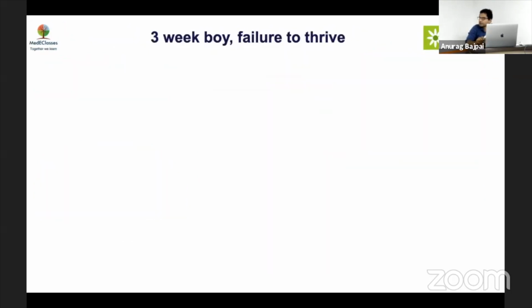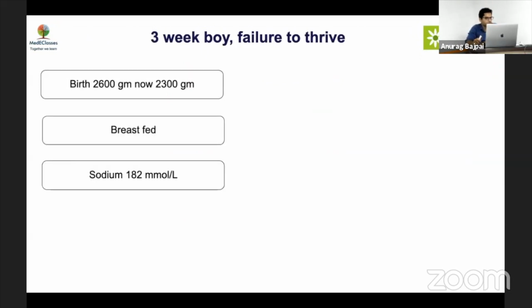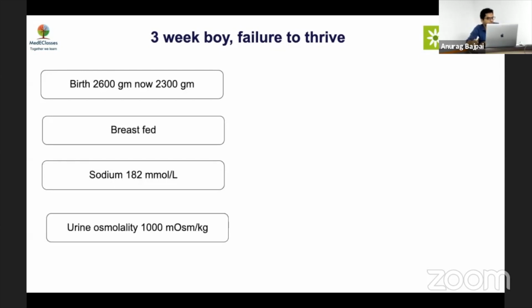Now coming on to a 3-week-old boy with failure to thrive, has lost 300 grams, exclusively breastfed. Sodium is very high at 182 millimoles per liter. Urine osmolality is very high at 1000. So is this DI, Narayana, do you think? Why is it not DI?